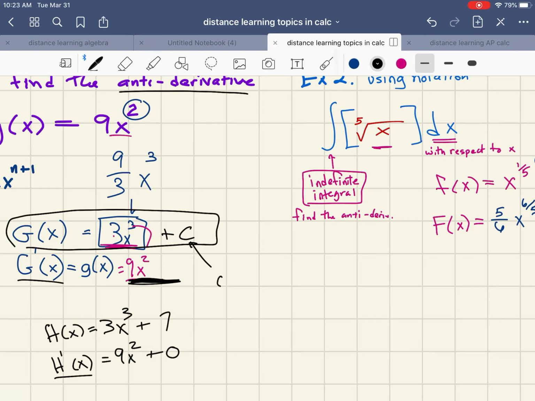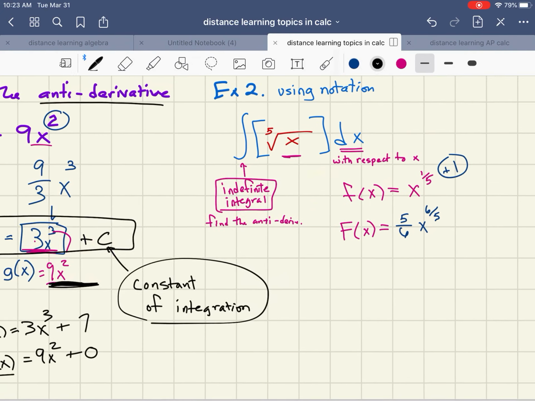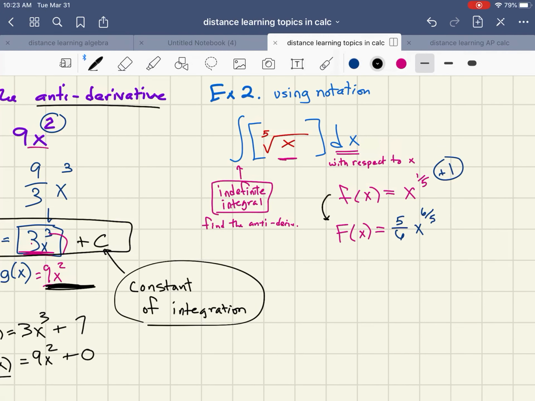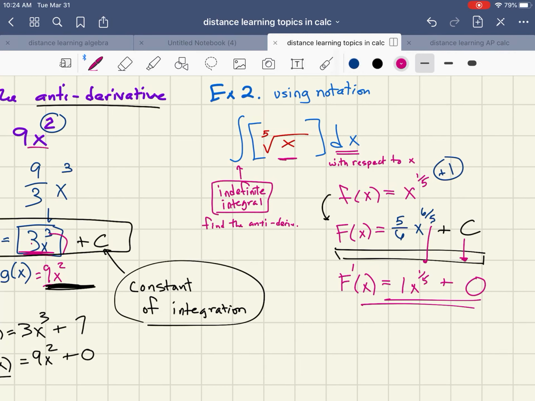It is called the constant of integration. The constant of integration. So every time I do the antiderivative, at least for the time being, we're going to add plus c, which is the constant of integration. Because when I take the derivative of my answer, I should get the original problem. 6/5 times 5/6 is 1. x to the, subtract 1 from 6/5, and we get 1/5. The derivative of any constant is 0, which gives us our answer.